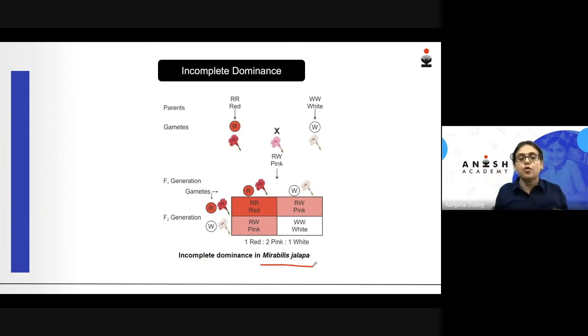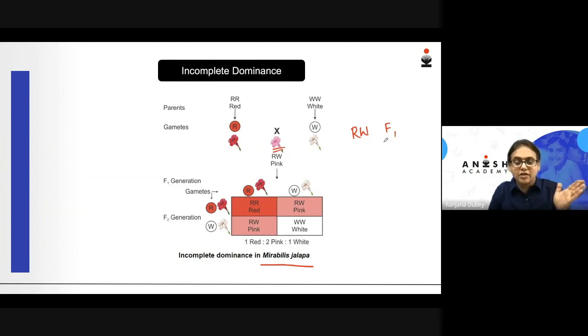So, what does that show? That shows that the allele for the red color does not completely dominate over the allele for the white color. So this phenomenon is a kind of deviation from Mendel's concept of dominance, and we do not see all F1 individuals to be of the dominant parent type. Rather, it is of intermediate type. The color obtained is pink in the F1 generation.